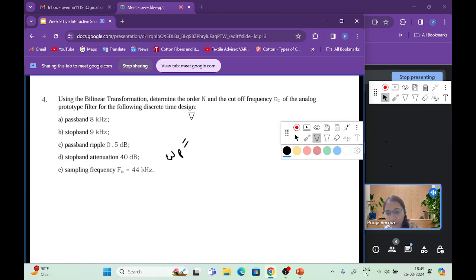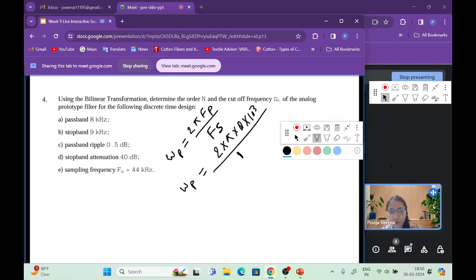So how we will get that is 2 pi fp divided by the sampling frequency. Already this is basic, so I hope all of you have gone through that. fp is given, that is 8 kilohertz. So 2 into pi into 8 into 10 to the power 3 kilohertz. fs is given as 44 kilohertz.